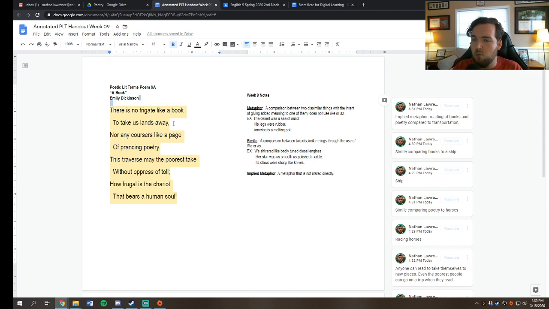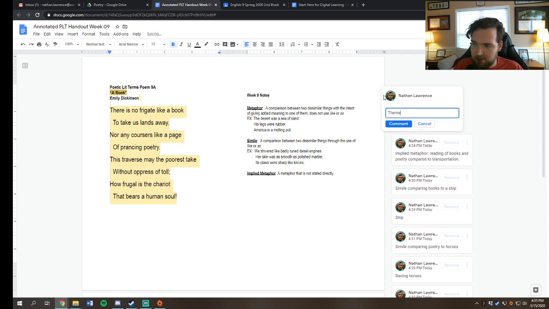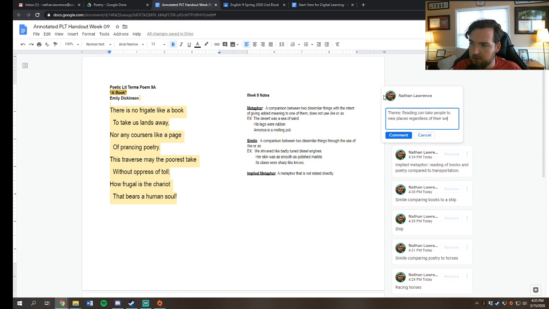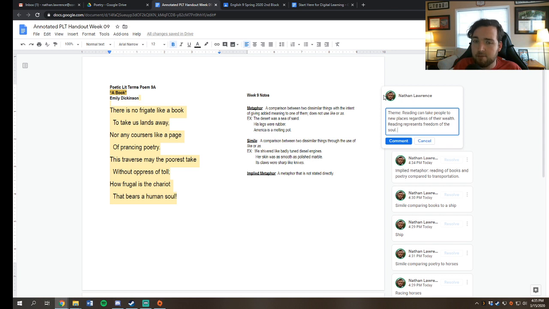And so if we think about what is the theme that is presented in this, I think a pretty good theme here is what we just talked about. So if we were going to identify theme, we would say theme. And then, so our theme is like reading can take people to new places regardless of their wealth, right? So it's very simple, sort of like an easy universal theme. We also might say something like, if we wanted to be a little more abstract, reading represents freedom of the soul. Right? Like reading doesn't free your body, but it does free your soul.